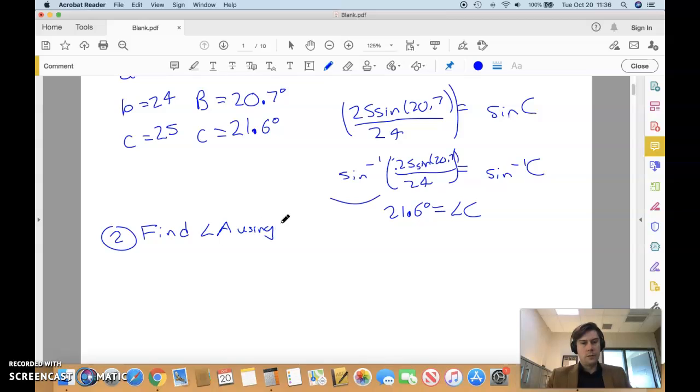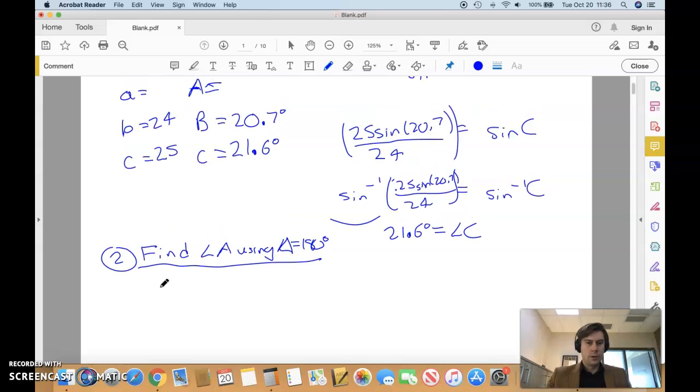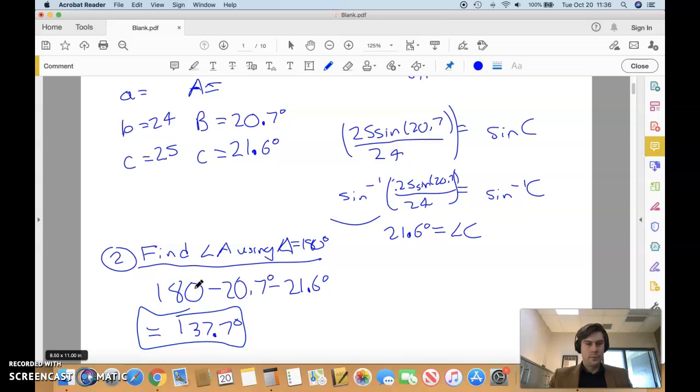Okay. So the second part is to find angle A, using that the angles of a triangle add up to 180 degrees. So what we can do is 180 minus 20.7 minus 21.6. That's going to give us 137.7 degrees. So we now know our angle for A.